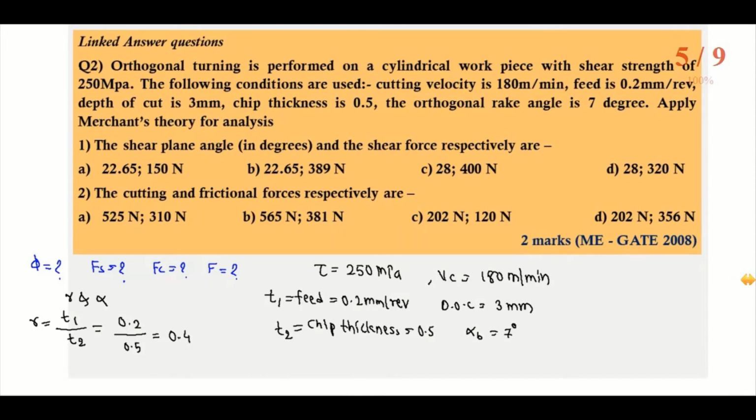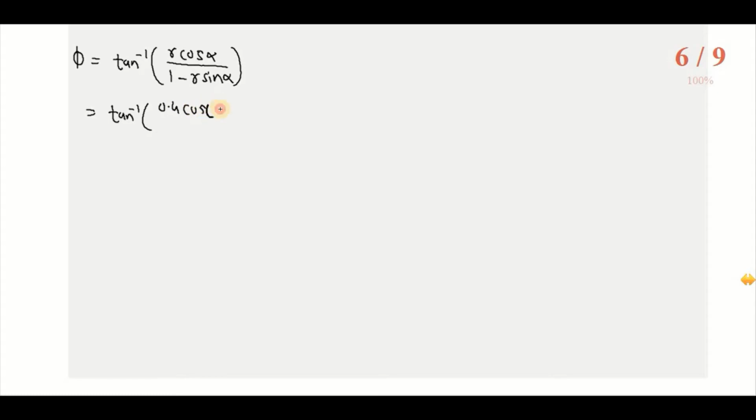So by using this chip thickness ratio value and alpha, we can find out the shear plane angle by using the relation phi equals tan inverse of r cos alpha upon 1 minus r sin alpha. So we got r is 0.4, cos of alpha, that is 7 degree, they are given, 1 minus r, that is 0.4, into sin of alpha, that is 7 degree, they are given.